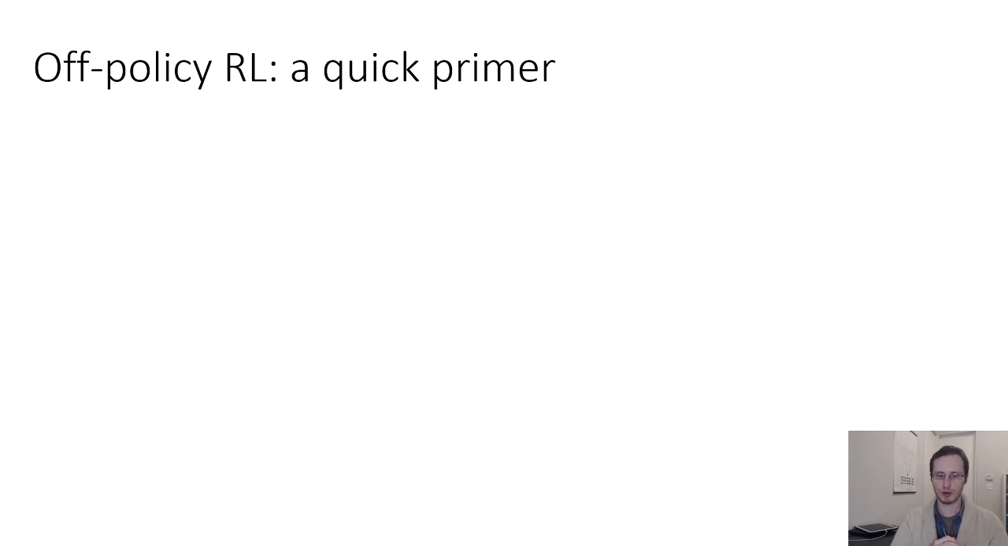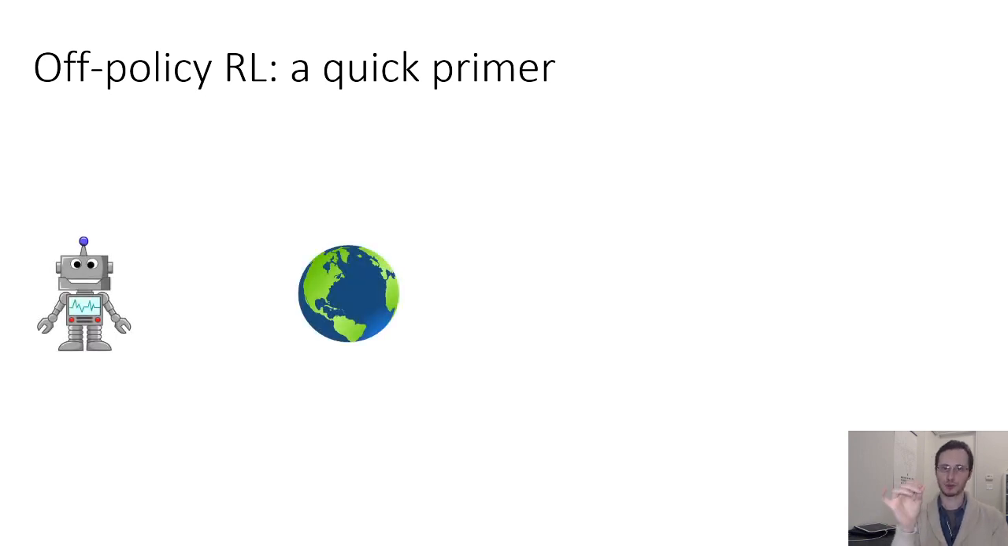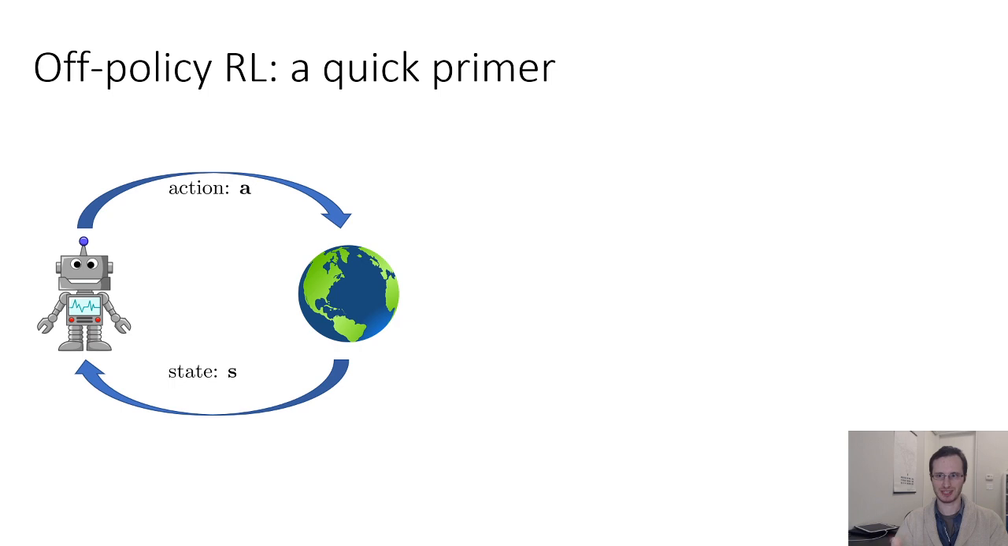I'll begin with a quick primer of Q-learning. Those of you that are familiar with RL might find this to be mostly review, but I'll go over it anyway to make sure we're all on the same page. In reinforcement learning, you have an agent that interacts with the world by selecting actions. We'll call these A. And the world responds with states S, and perhaps a reward R.